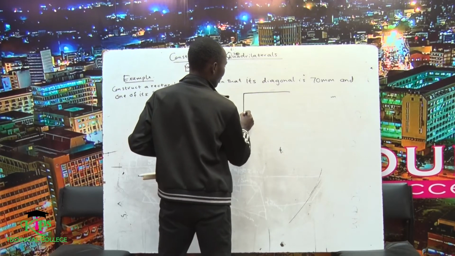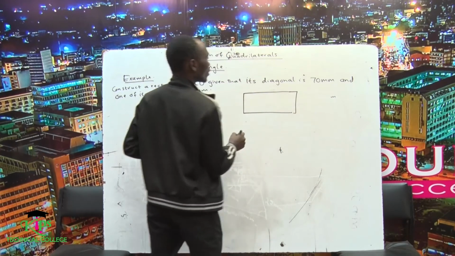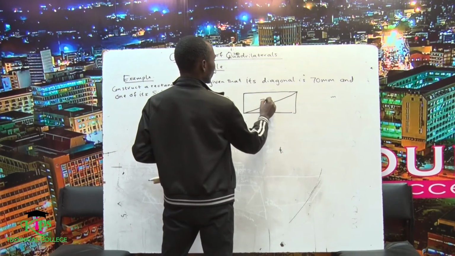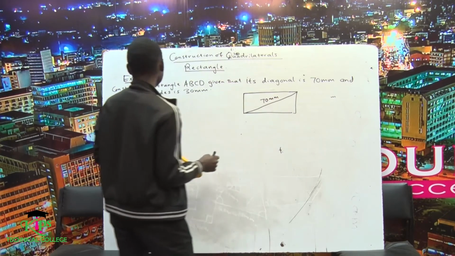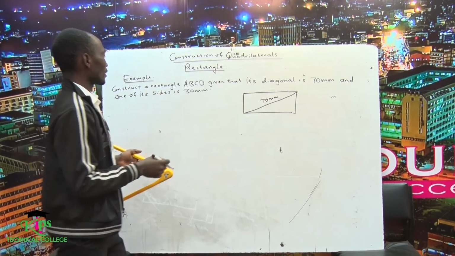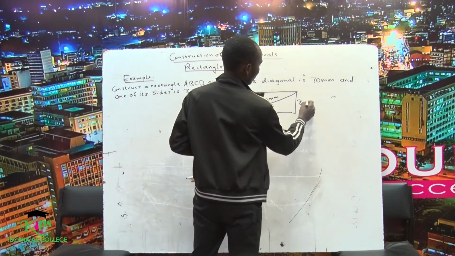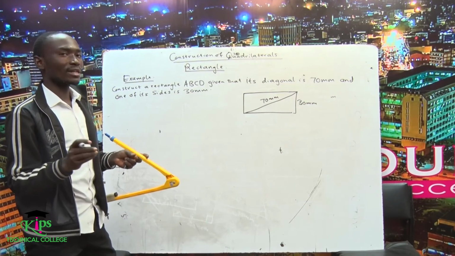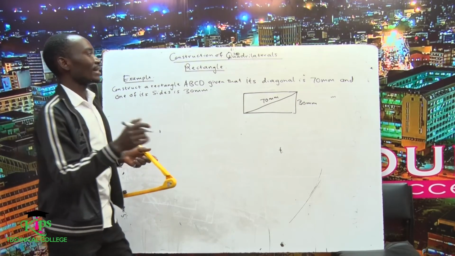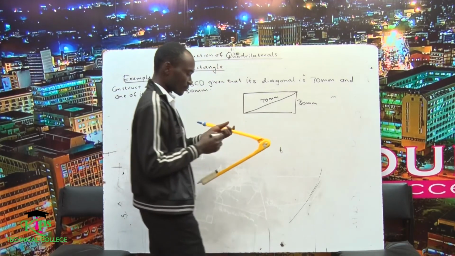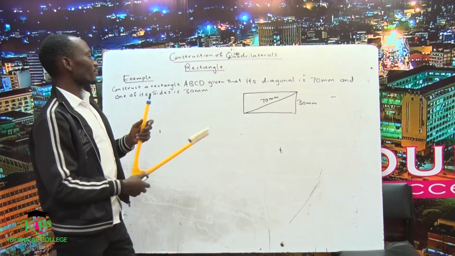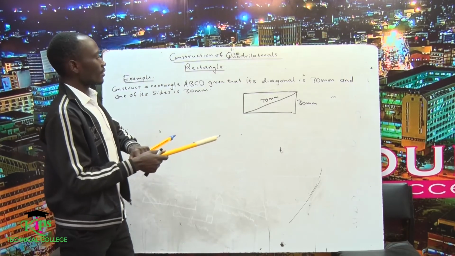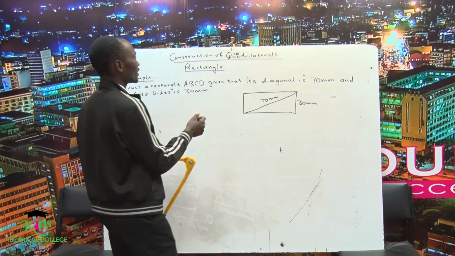If this is your rectangle, you are being told the diagonal, this one, the diagonal is 70 millimeters and one of its sides is 30 millimeters. So for this case, you have not been given the length, you have only been given the diagonal and the width of the rectangle. So for this case now, you will begin with the diagonal. So you will divide 70.